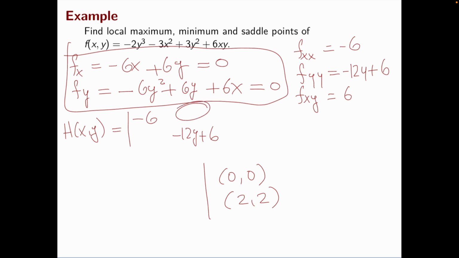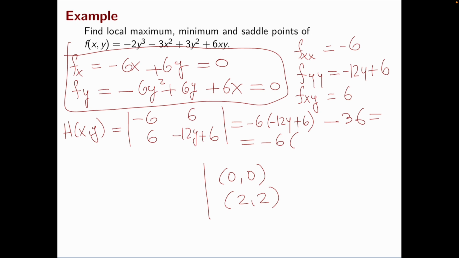And so in here and here, we're going to put the mixed derivative. In this case, it's 6, so we're going to put that number there. Okay, and now we calculate this determinant. That will be, in this case, minus 6 times minus 12y plus 6 minus this product that is 36. So we do the operations here, and we get that the Hessian is minus 6.